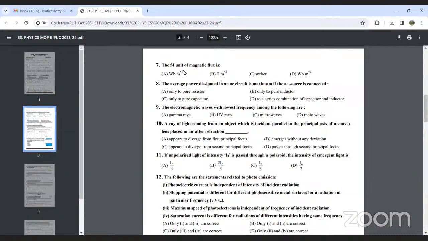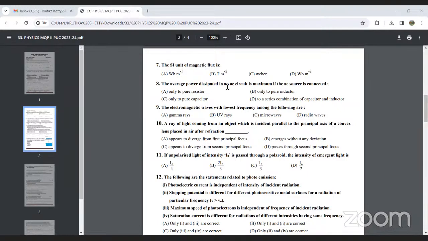Magnetic flux. C. That is Weber. What about magnetic field? Magnetic field then will come. Magnetic field, magnetic flux unit. Yes, magnetic field is Tesla. Magnetic flux will be Weber. So it is correct answer. Yes. Go for the next question.